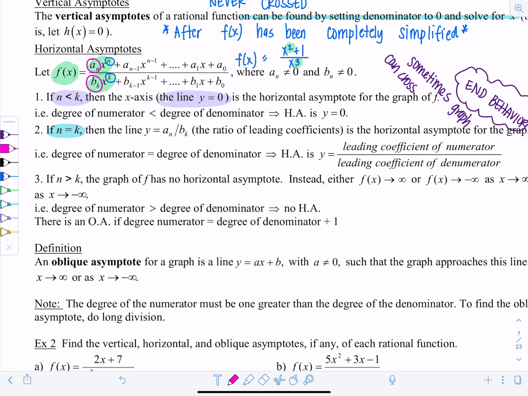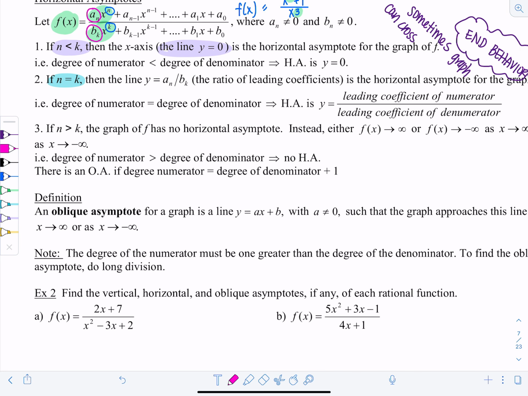I'll show you how. Last case. If the degree of the numerator is bigger than the degree of the denominator, there is no horizontal asymptote. Okay, and we'll talk about what happens with the end behavior. If n is bigger than k by exactly 1, then there is an oblique or slant asymptote. That's what OA stands for, oblique asymptote. And that's only if the difference is exactly 1 between the degree of the numerator and denominator.